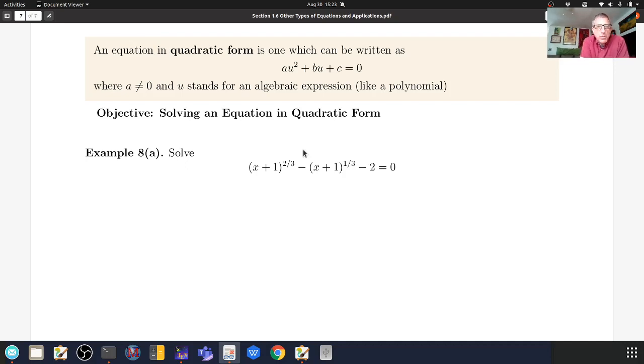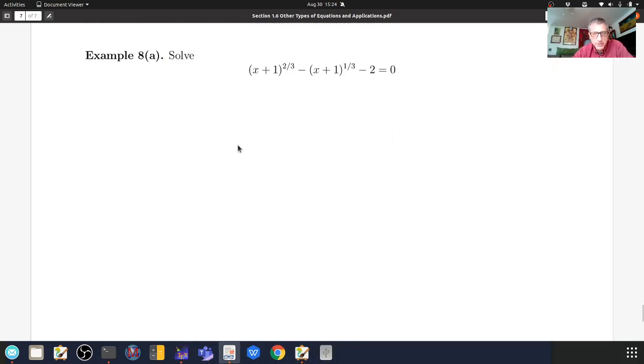So, an equation in quadratic form is one which can be written as Au squared plus Bu plus C is equal to 0, where clearly A is not equal to 0, and u in this case stands for an algebraic expression like a polynomial. So for those of you who have to take calculus, this is kind of like an early entry of what's called a u substitution, but you're doing a substitution of a different type and for a different type of solution, but you're still doing a substitution. So let's look at this.